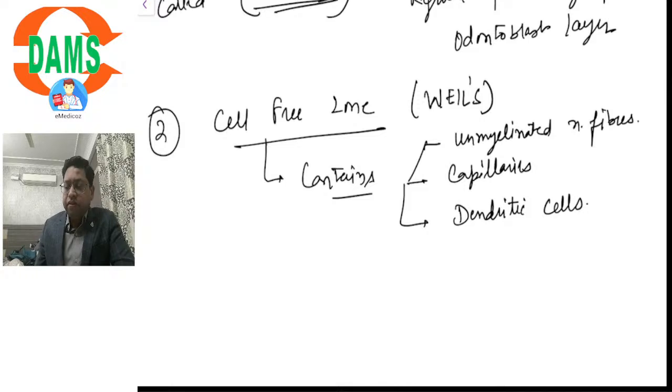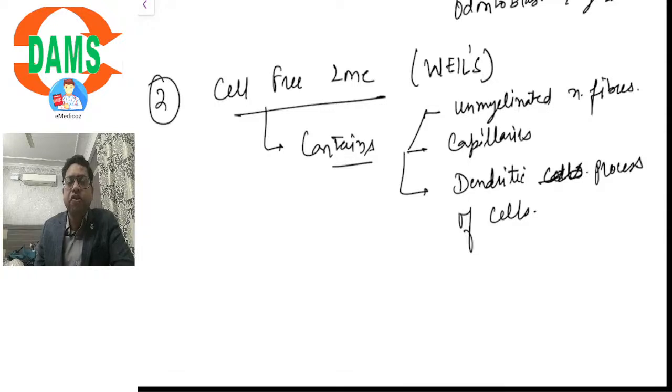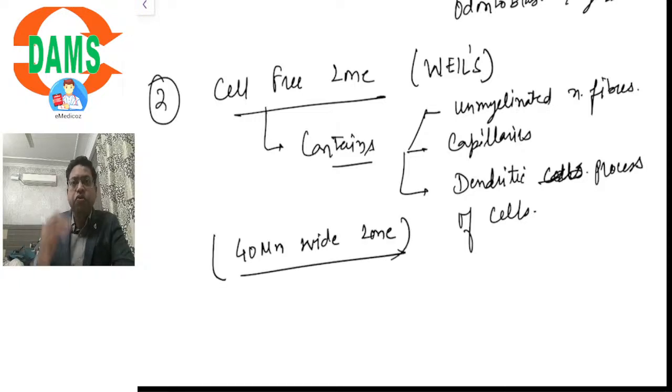Okay. Some dendritic processes of cells. No cellular components are present, dendritic processes of cells are present. This is basically a 40 micron wide zone, which is present below the odontoblast layer, the subodontoblastic cell-free zone.